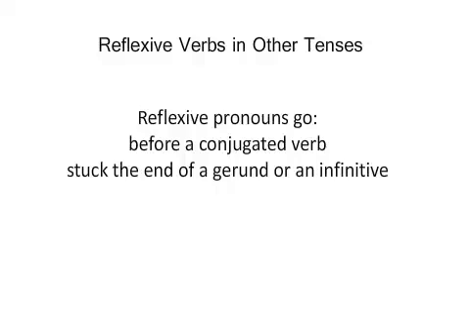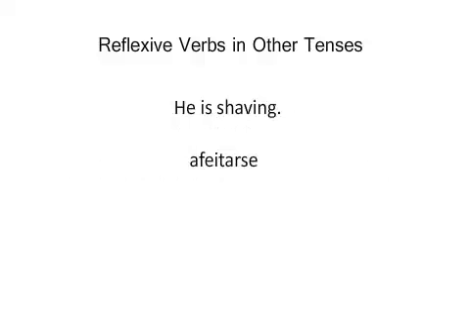Before looking at examples with ir a plus the infinitive or the present progressive, we should mention that reflexive pronouns go before a conjugated verb or stuck to the end of a gerund or an infinitive. So far we've only looked at them with conjugated verbs, so that's all we've worried about. But as we get into the present progressive and ir a plus the infinitive, we're going to see a couple of other options. Here's a sentence that uses the reflexive verb afeitarse.